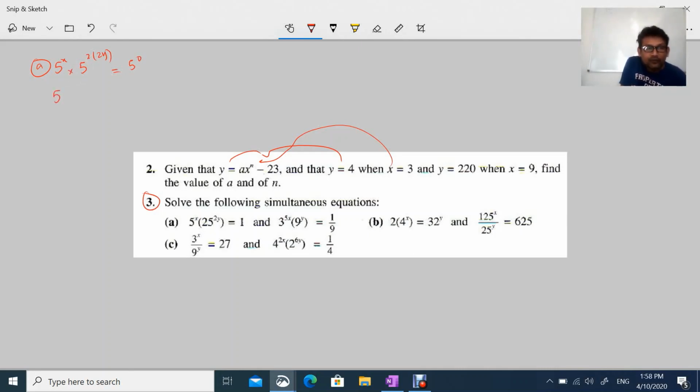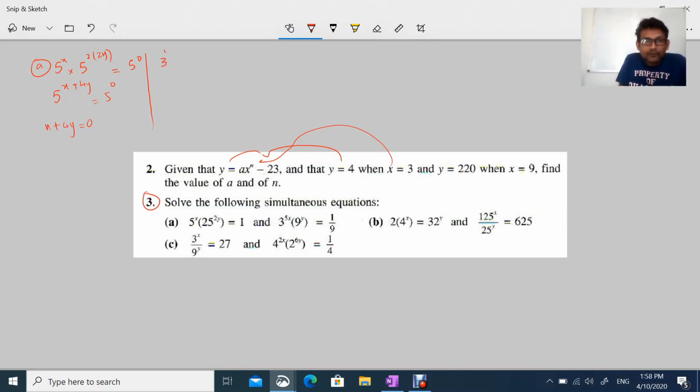The same base powers will be added, x plus 2 into 2y, which is 4y, equals 5 power 0. 5 cancels, or by comparing the powers, we can write x plus 4y equals 0. This is the first equation. Okay, then we can move to equation number 2 here.